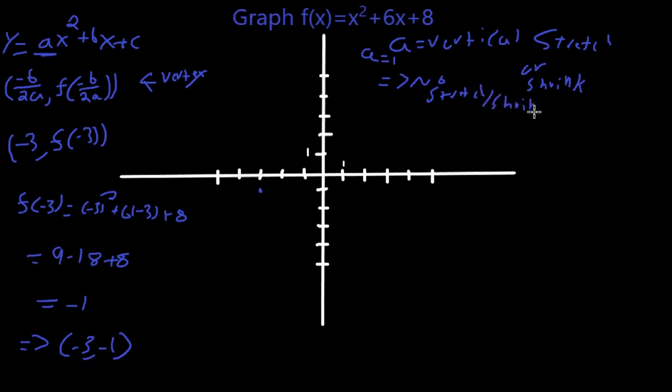So this means that when I move over 1 from the vertex, I go up 1, and I would do the same on this side. And when I go over 2 from the vertex, I've gone up 4. So my parabola is going to look like this. And you can see that I have 2 roots.